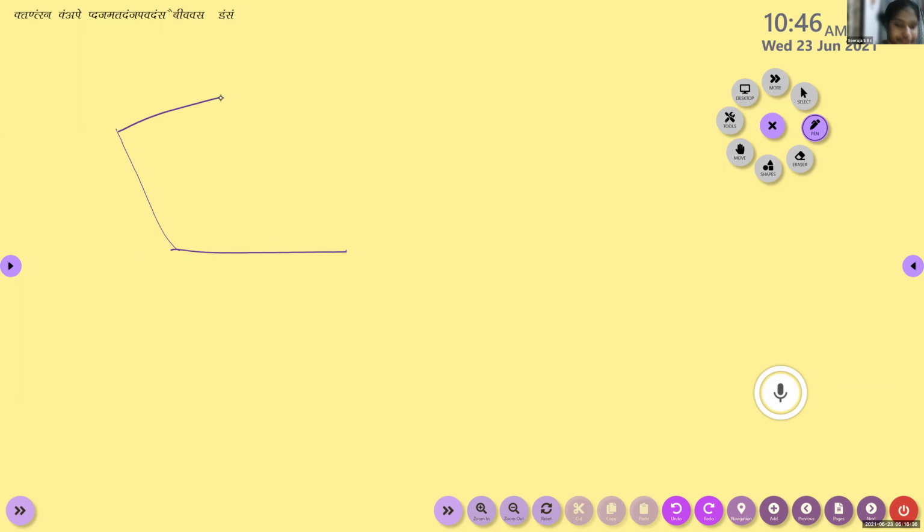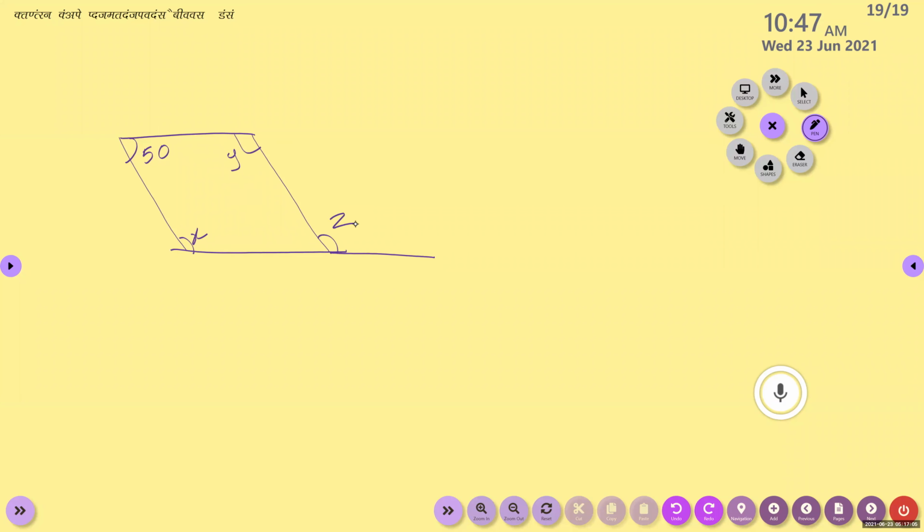This angle is 50. This is y. This is x. And z. All these are parallelograms, so this is a parallelogram ABCD, and angle A is 50 degrees. We need to find x, y, and z.